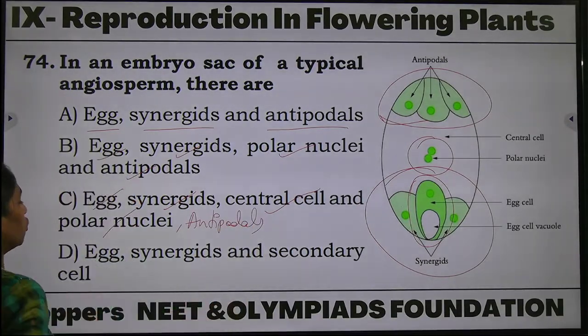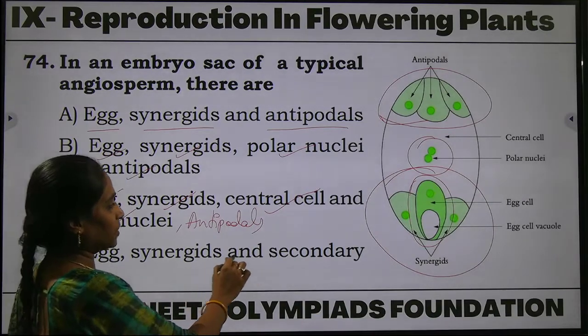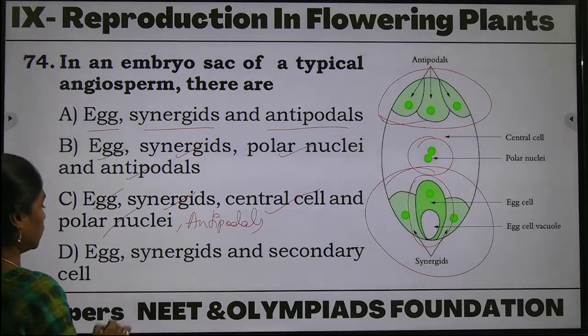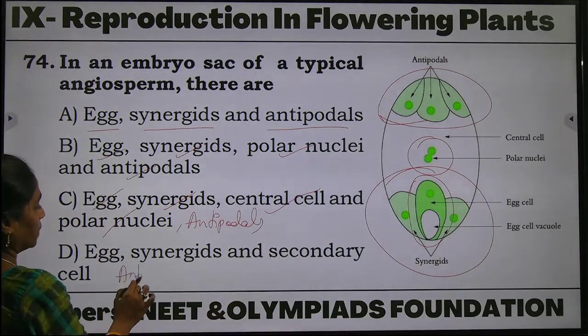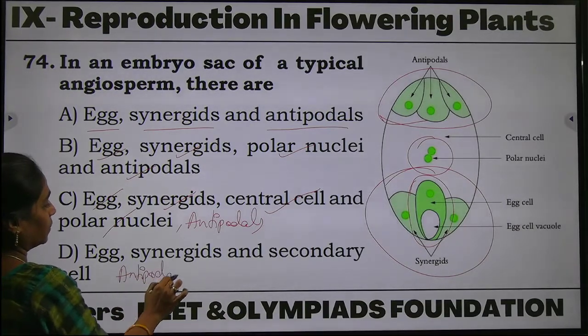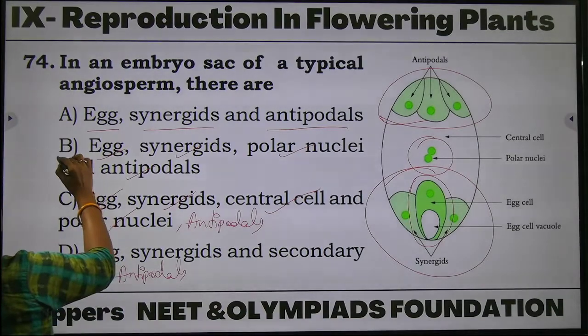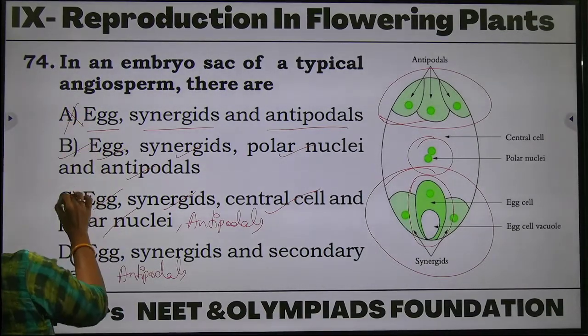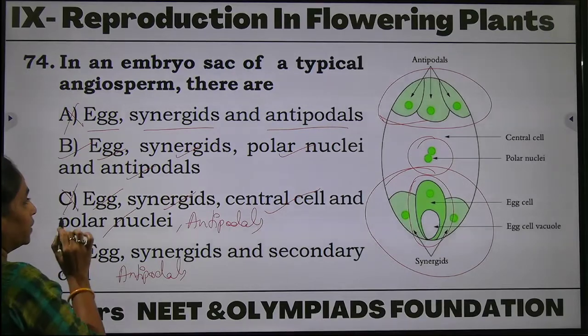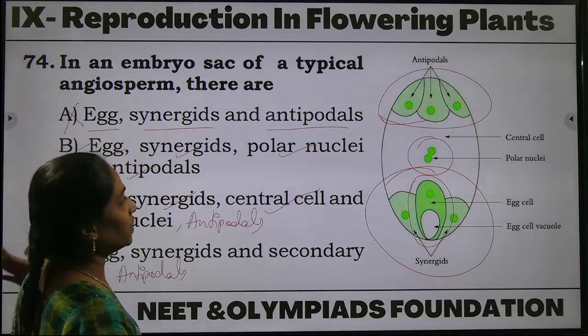Yes, and coming to option D, egg, synergids and secondary cell. Okay, so again the antipodals are missing. Okay, so what will be the correct option? So by this we can conclude that option B will be the correct one, not option A, not C and not D, right? Coming to the next question here.